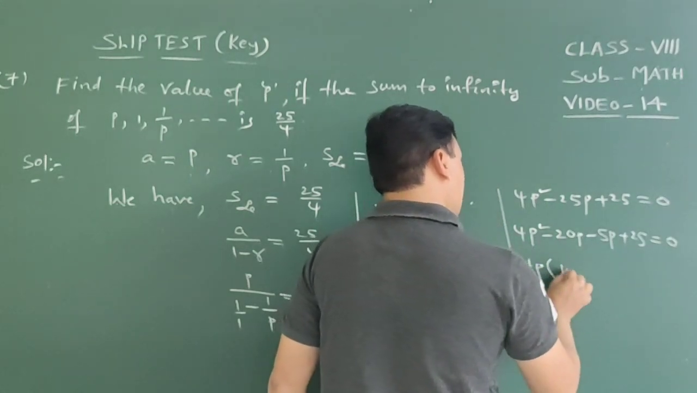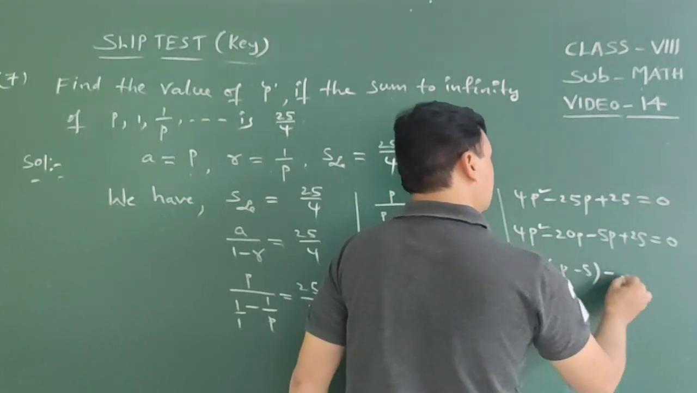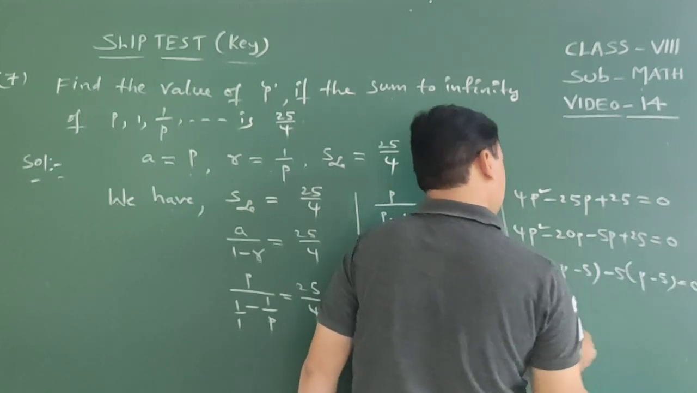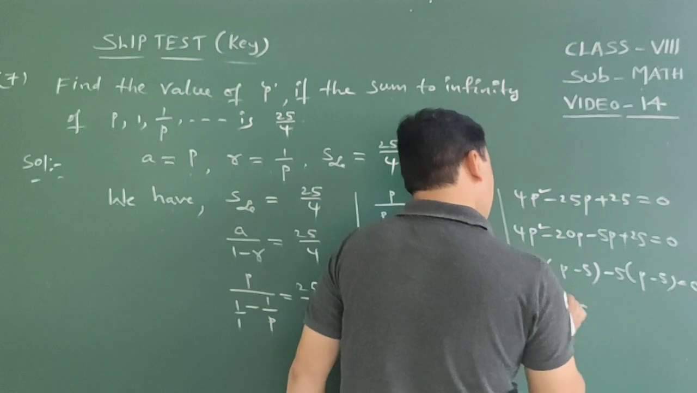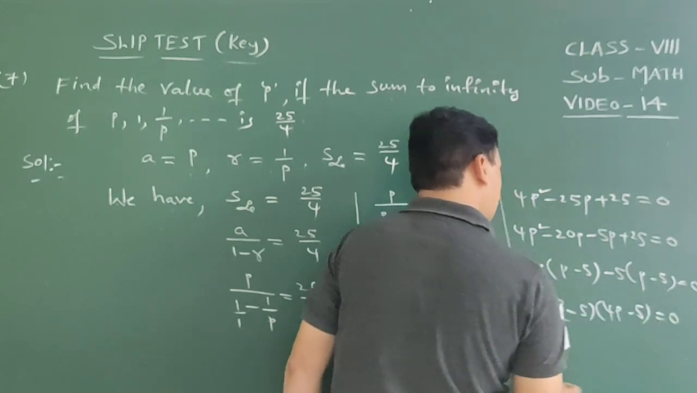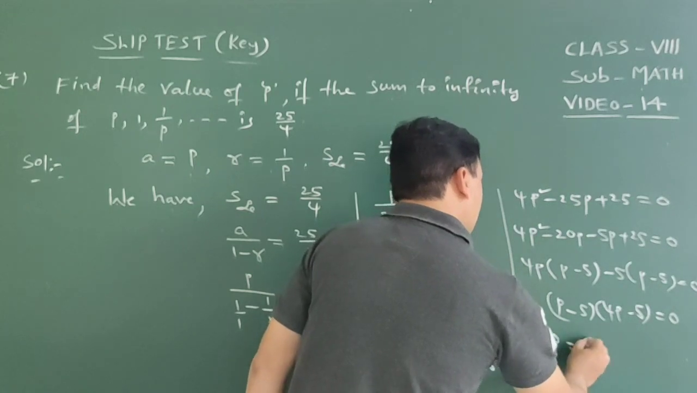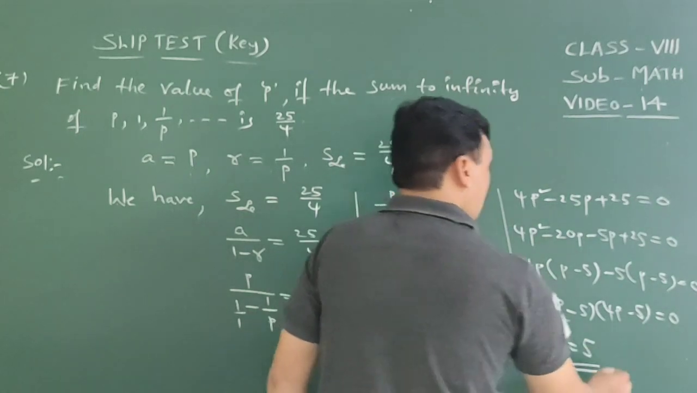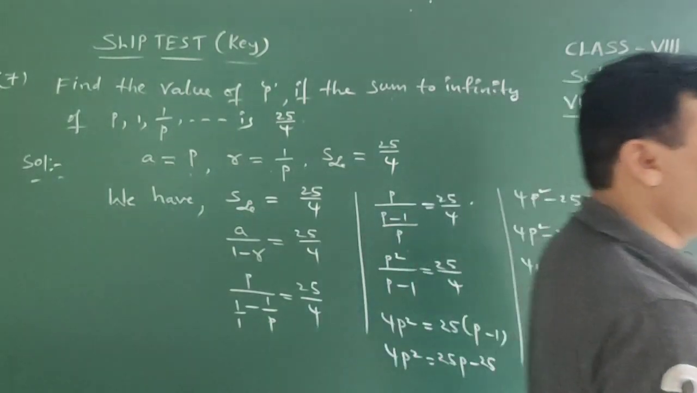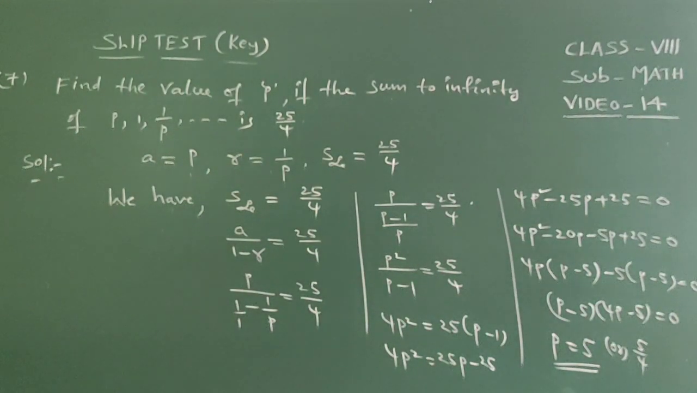4p common, p minus 5. 5 common, p minus 5. So p minus 5 into 4p minus 5 equal to 0. Here p equal to 5 or 5 by 4. Only 5 is there in the options, that's why p equal to 5 is the required answer.